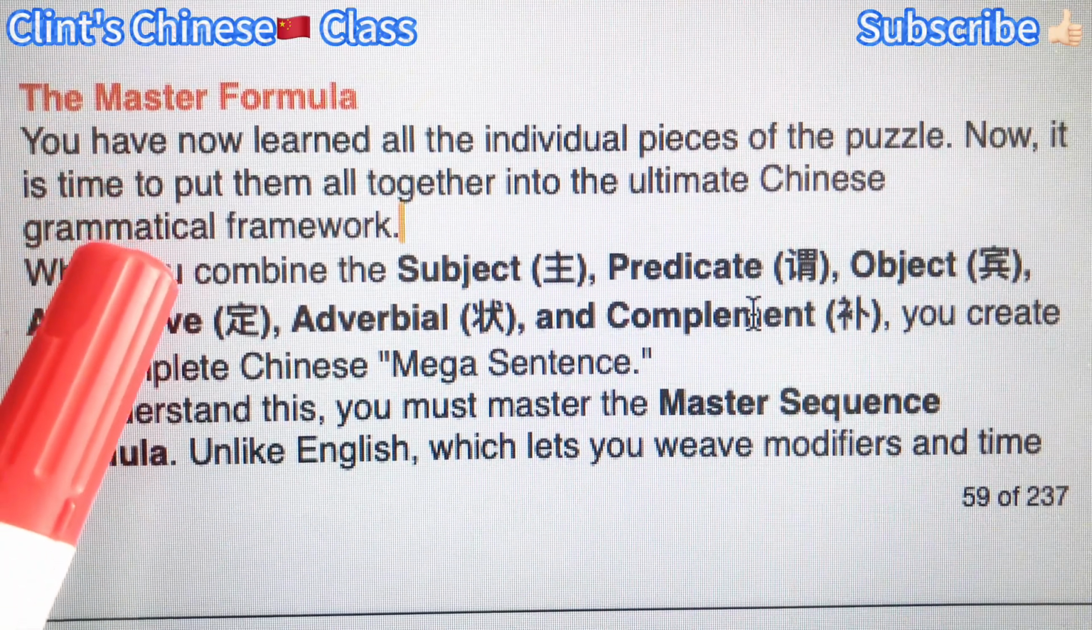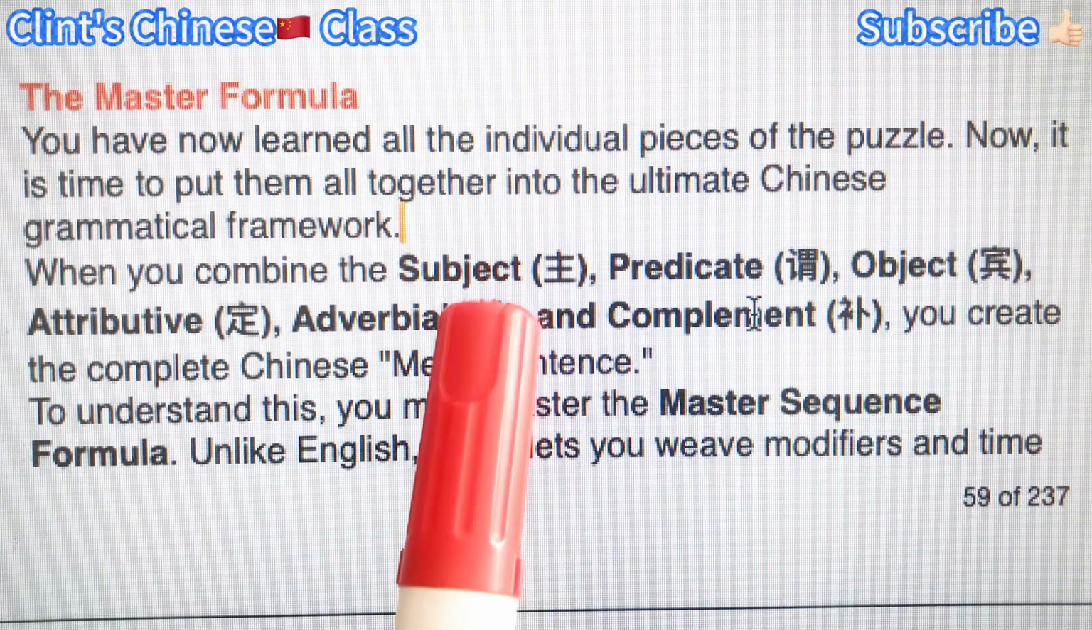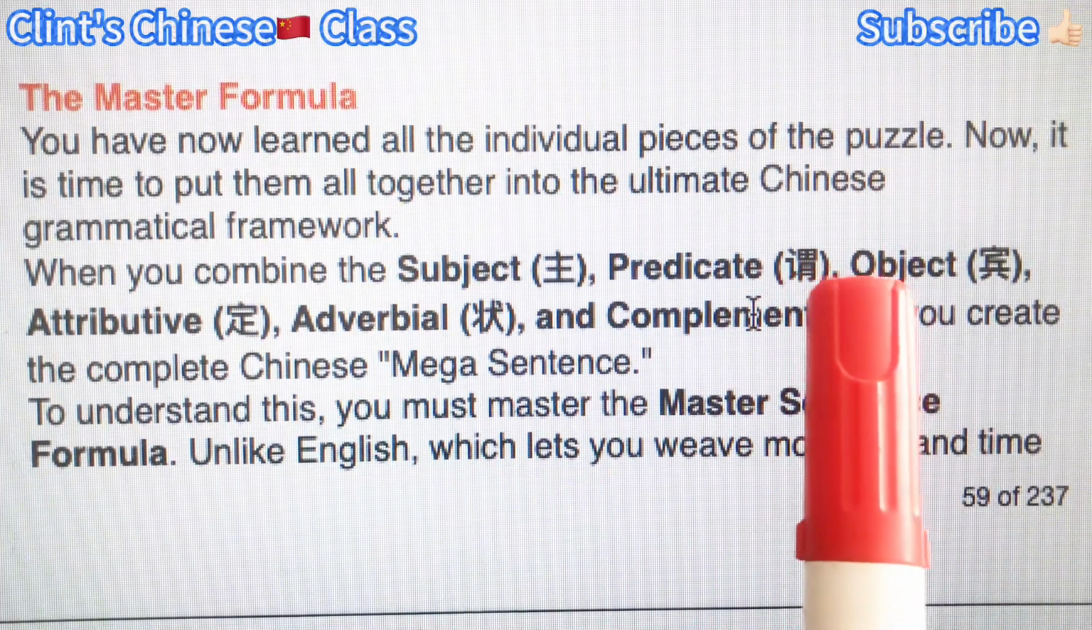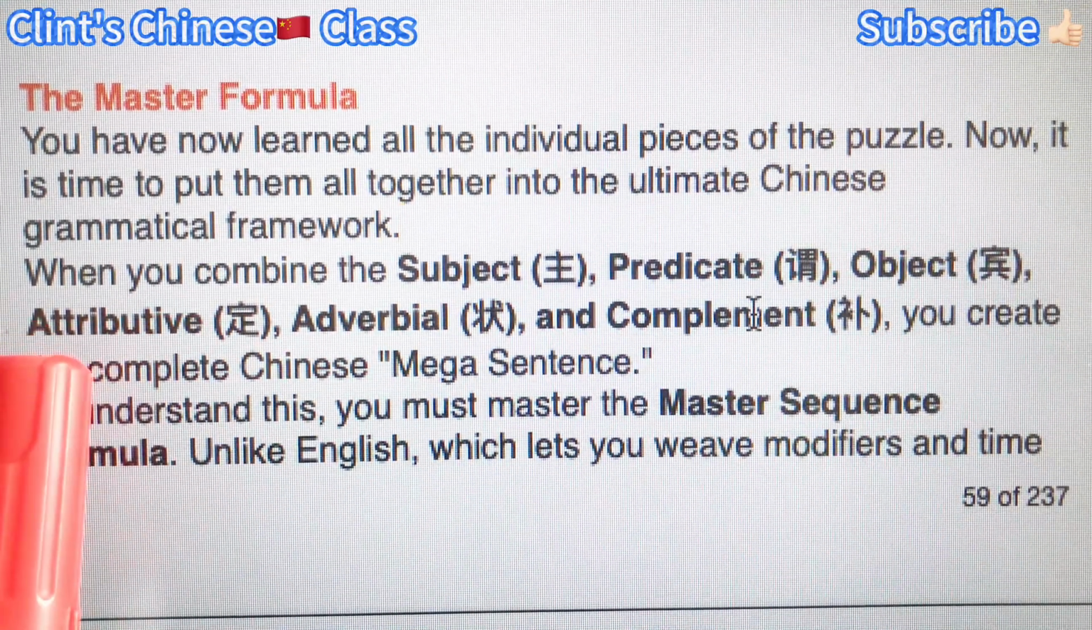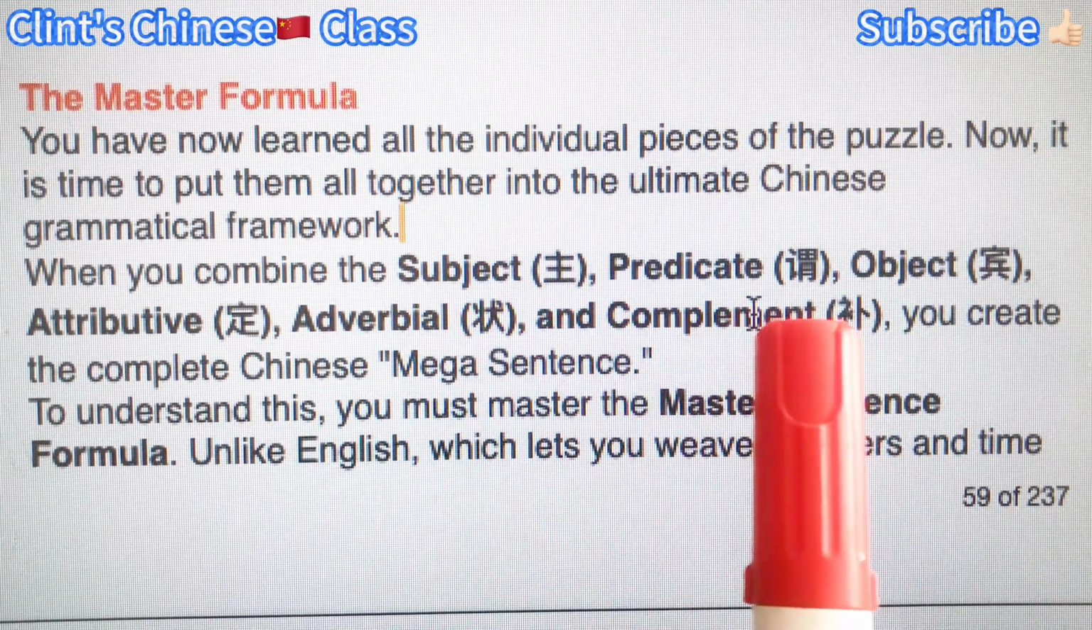Now, we have finished learning all the grammatical components in Chinese language. They are subject, 主语, predicate, 谓语, object, 宾语, attributive, 定语, adverbial, 状语, and complement, 补语.